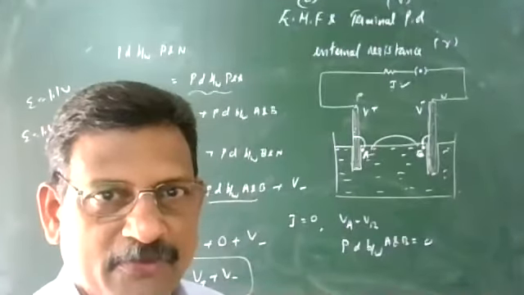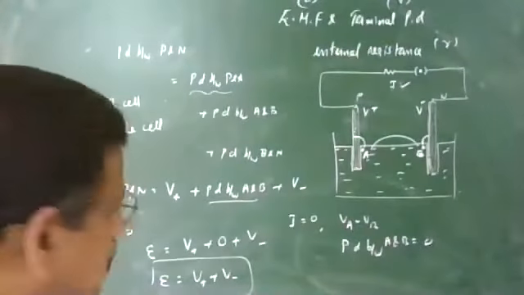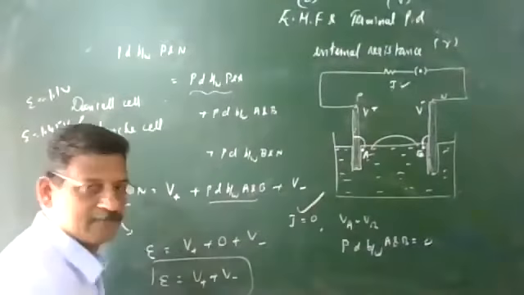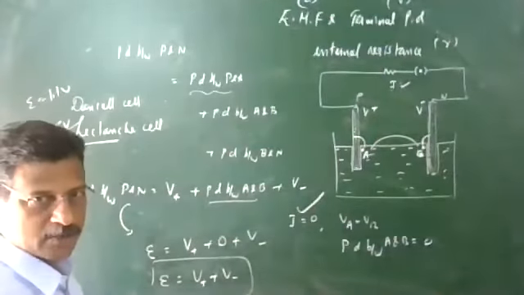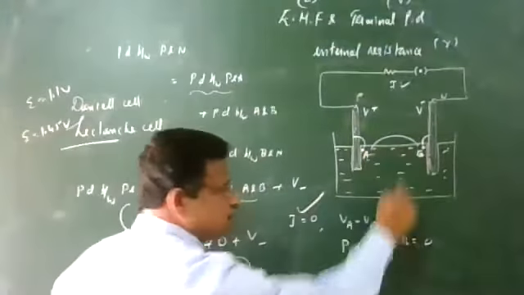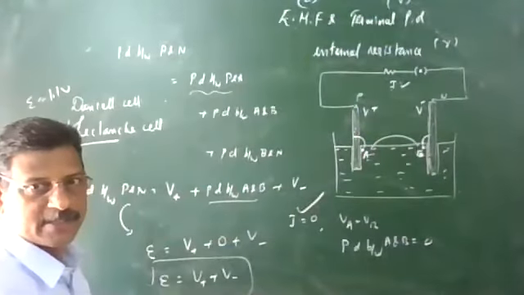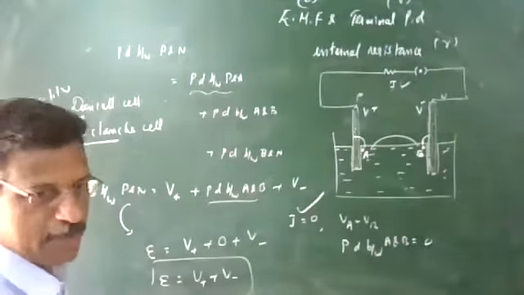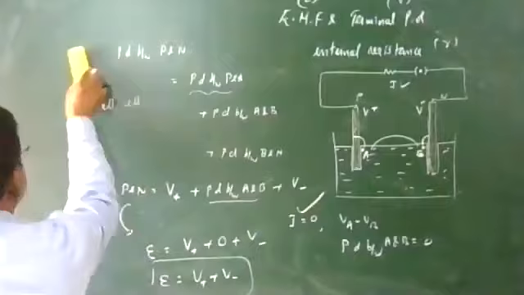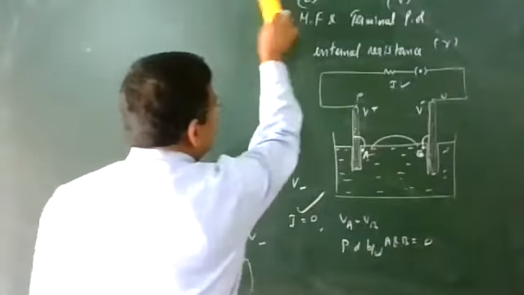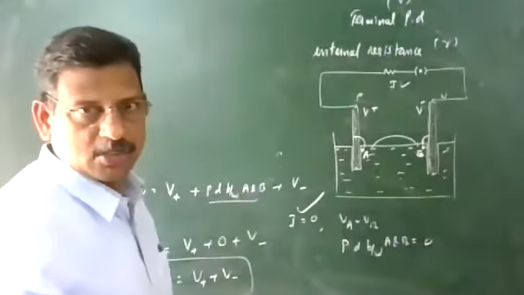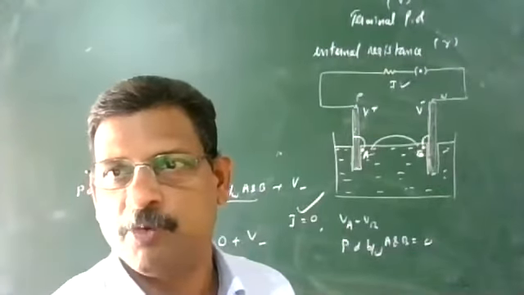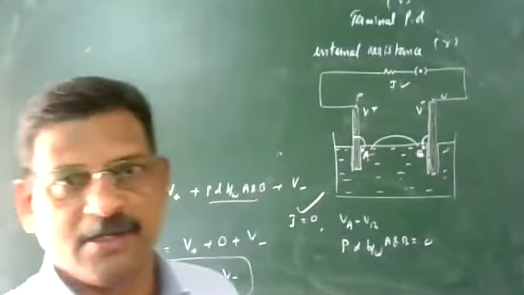So the definition of EMF: EMF means the maximum potential difference when no current is flowing. When current is flowing, there will be a potential difference drop. Why? Because some internal resistance will be taking place. That we call the terminal potential difference. So I use the equation one way. So the EMF term is completed: maximum potential difference between the terminals of the cell when no current is flowing. This can be measured by a potentiometer only, not by a voltmeter.